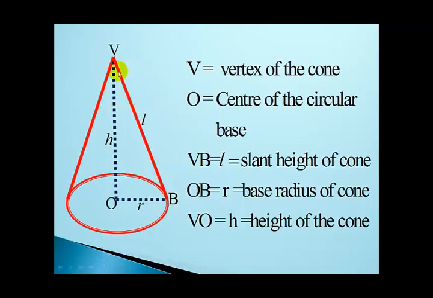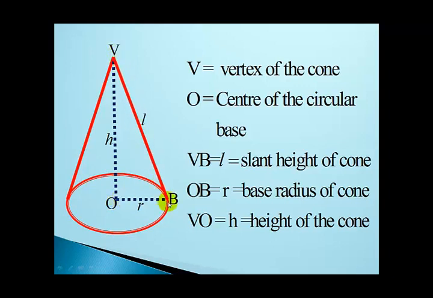Now this is how the cone looks. This is our cone. V is called the vertex of the cone. O is called the center of the circular base. The base of the cone is circular, as shown. So O is the center of the circular base.